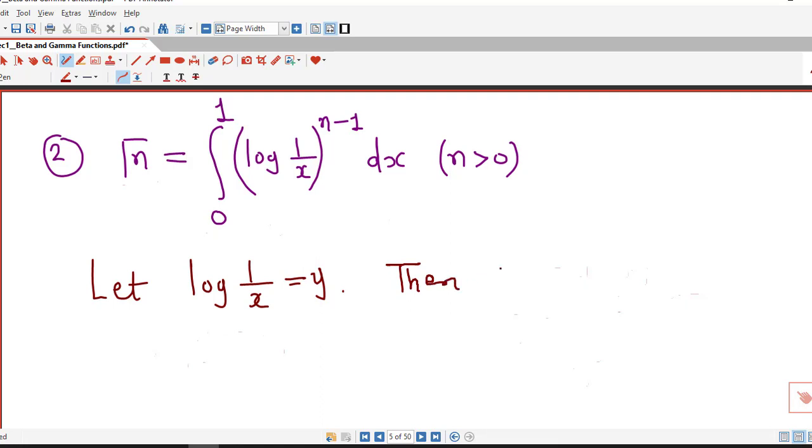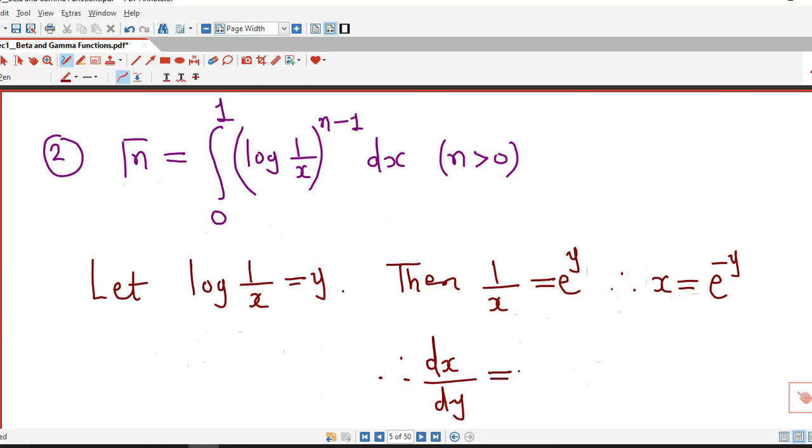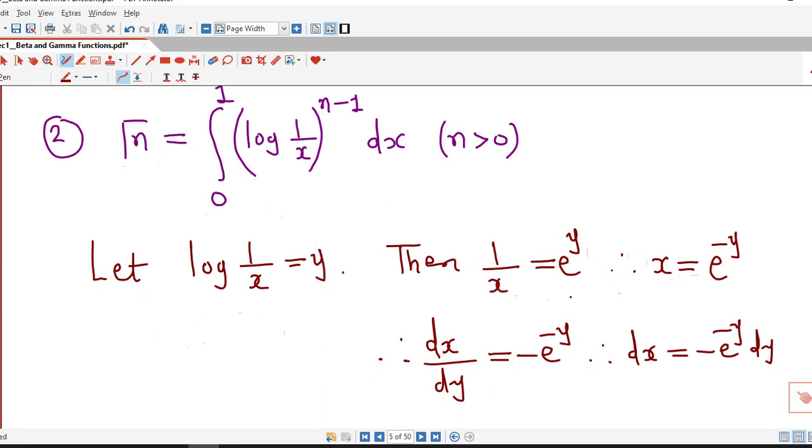Then by the definition of logarithm we have 1 by x equal to e raised to y, and therefore if we take the reciprocal, x equals 1 over e raised to y, that is, x is e raised to minus y. If we take the derivative of x with respect to y, we have minus e raised to minus y. So dx will be replaced by minus e raised to minus y dy. So log 1 by x is replaced by y, and dx is replaced by the negative of e raised to minus y dy.